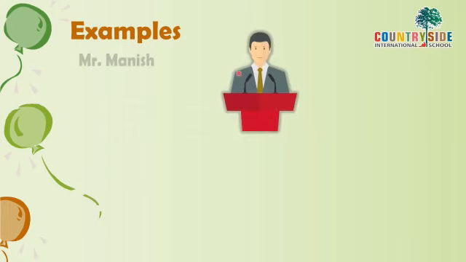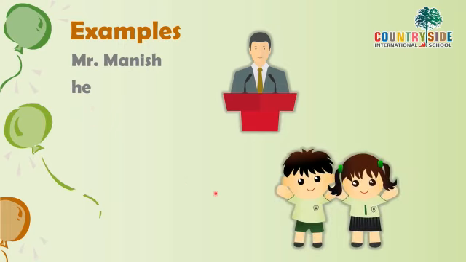Who is he? Mr. Manish. When we are talking about some man, we use he. Either a boy or a man, we will use he. More than one? Radha and I. We. Whenever I is there with something, we use we. When we are talking about someone else and ourselves together, we use we.